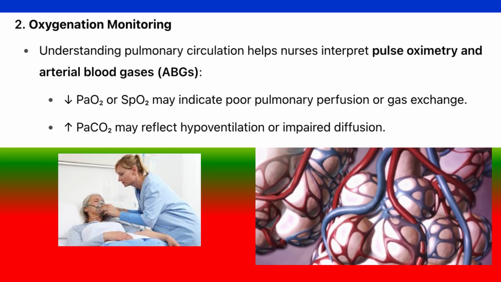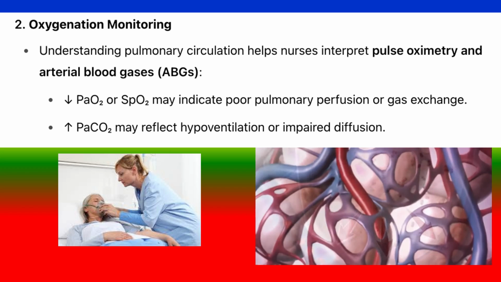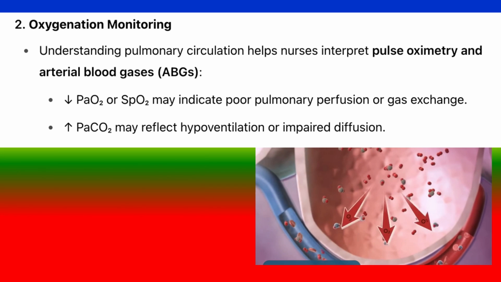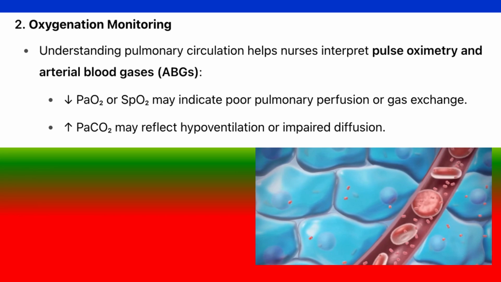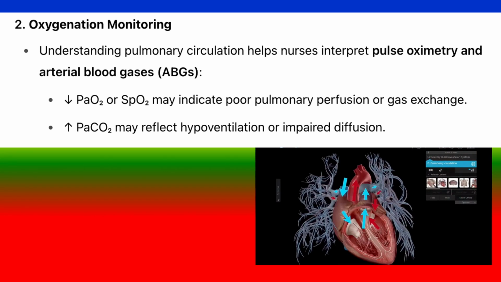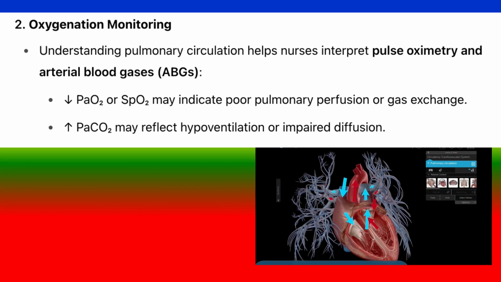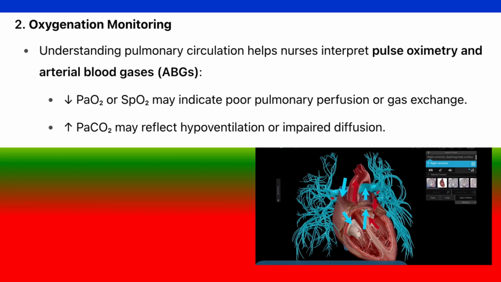2. Oxygenation monitoring. Understanding pulmonary circulation helps nurses interpret pulse oximetry and arterial blood gases, ABGs. Low PaO2 or SpO2 may indicate poor pulmonary perfusion or gas exchange. High PaCO2 may reflect hypoventilation or impaired diffusion.